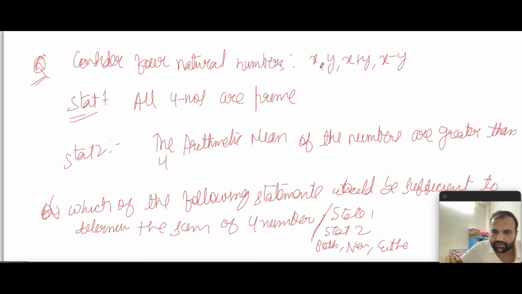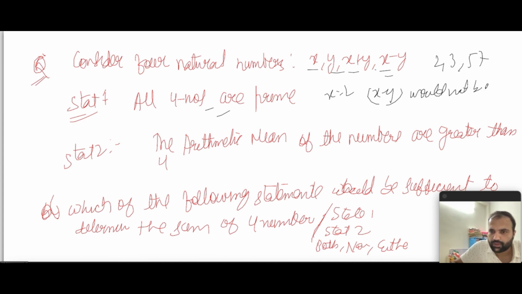So let's do it. 4 natural numbers, x, y. Now the 4 numbers are prime. Again, use logic over here and it should be fine. What numbers can we take? We can take 2, 3, 5, 7. We can take x equal to 2. But if we take x equal to 2, then x minus y would not be a prime, and that would be a big trouble for us. Then we cannot take x equal to 2 over here.